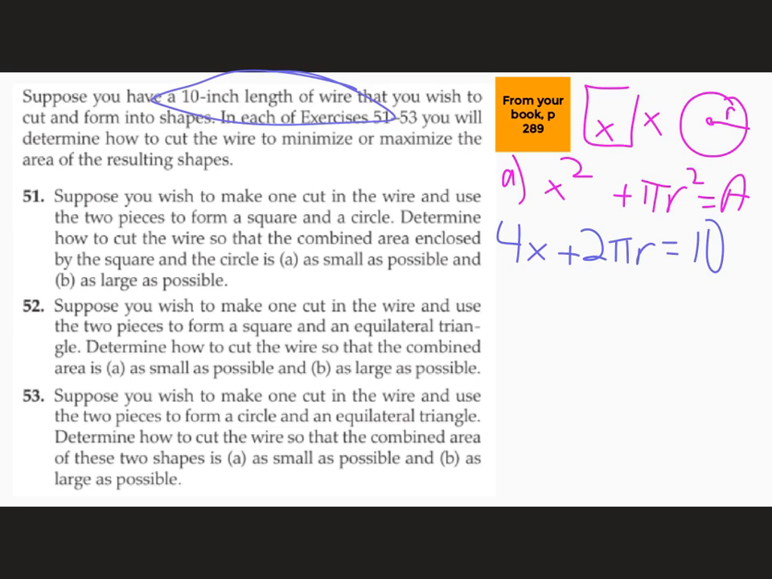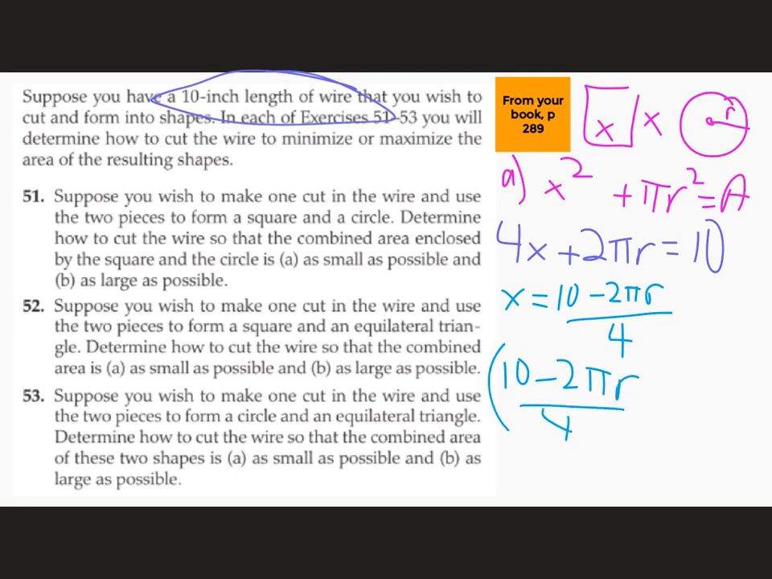And I'm trying to decide what is easiest. I guess I'll get rid of x. So I will solve for x. So x is (10 minus 2 pi r) over 4. And then I'll plug that in. So ((10 minus 2 pi r) over 4) squared plus pi r squared equals the area.